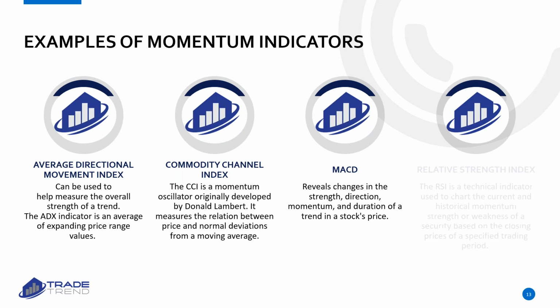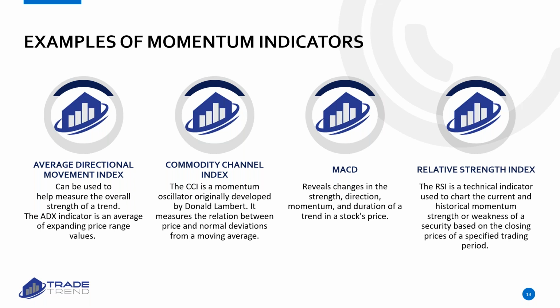All right, and then the last one that we'll look at today is the RSI, the Relative Strength Index. It's a commonly used indicator. A lot of times it's used as an overbought, oversold indicator. And really it's just used to chart the current and historical momentum strength or weakness of a security based on the closing prices over a specified period of time.